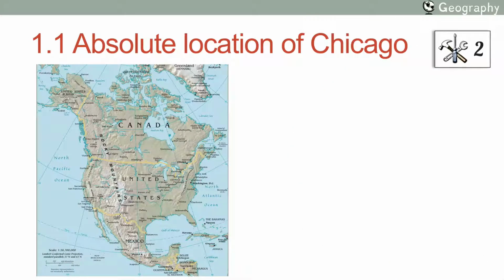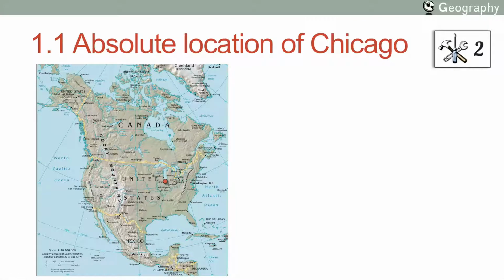Let's take the example of Chicago. Let me remind you that to measure and calculate the coordinates of a place, you have know-how sheet number 2, which will tell you exactly how to calculate the geographic coordinates of a place. So the first thing to do is to locate Chicago. Here we have the North American continent, and yes, here's Chicago. I will mark it now with a big red dot.